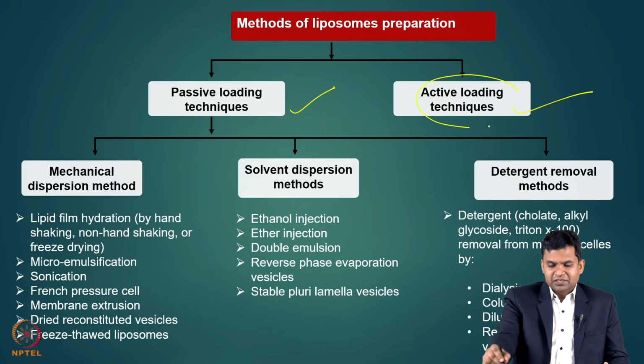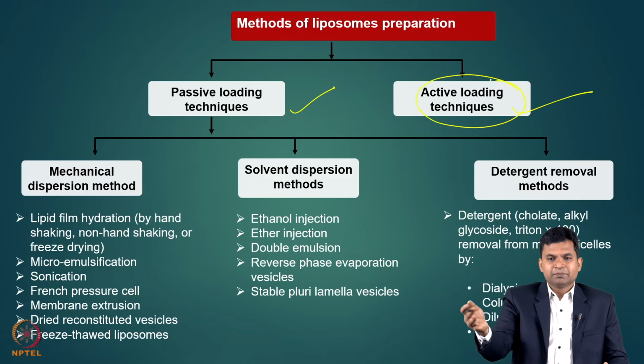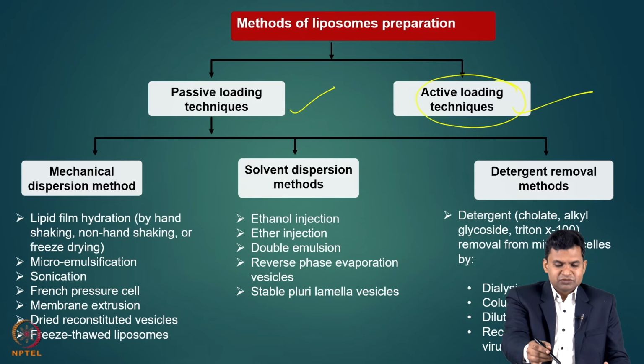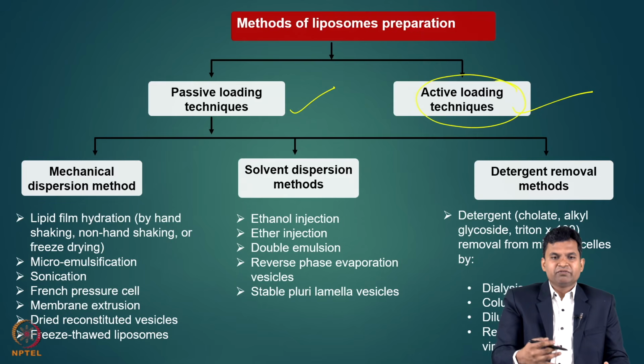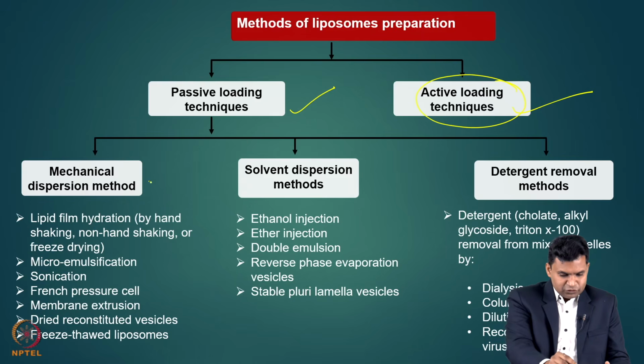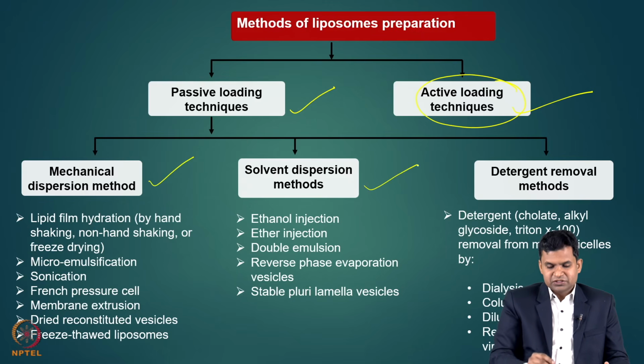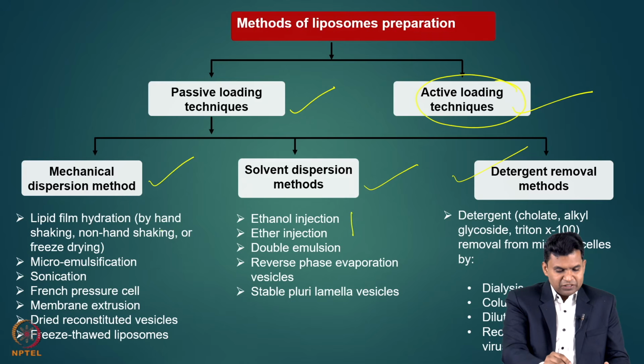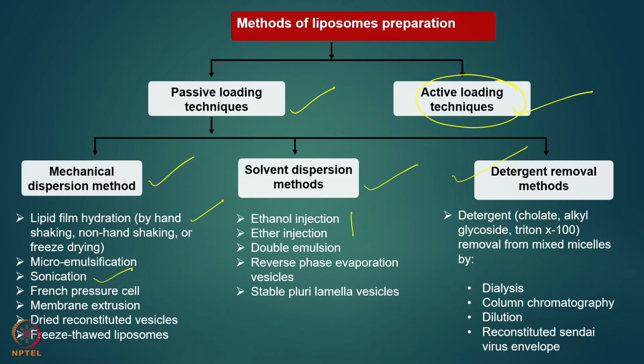So, here we load the drug after the preparation of the blank liposomes, whereas passive loading methods are in situ, where we load the drug during the preparation method. This can be classified into mechanical disruption methods, solvent dispersion methods, and the detergent removal method. A few methods we are going to see: the ethanol injection method, the thin film hydration method, and the sonication method. So, we will focus on a few preparation methods.